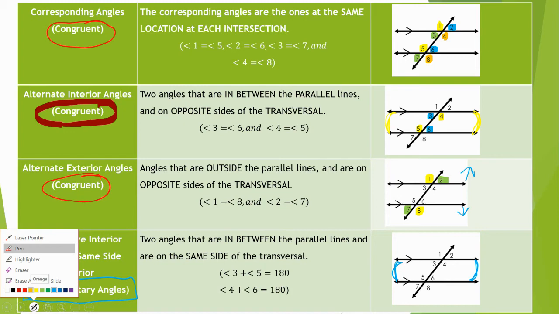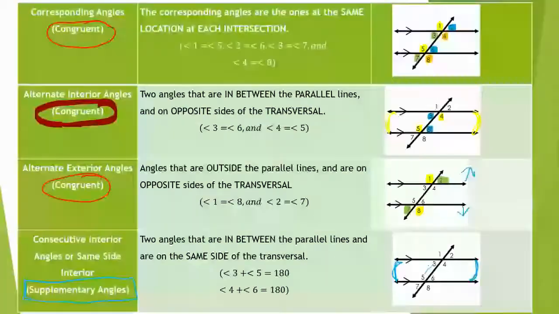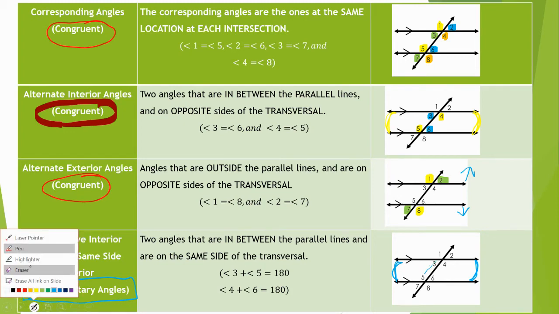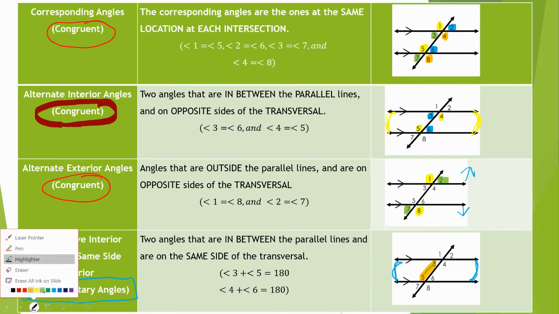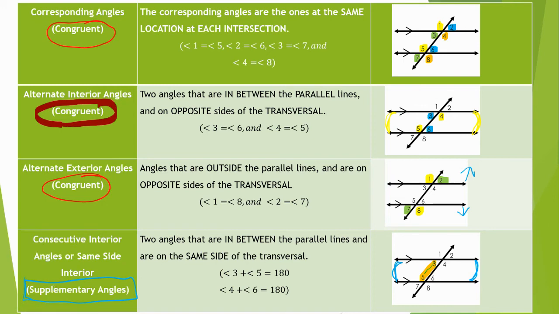If I take angle 3 and angle 5 and add those together, it's going to give me 180 degrees. Or if I take angle 4 and angle 6, that's going to give me 180 degrees when I add them together. So those are our different angle measurements.